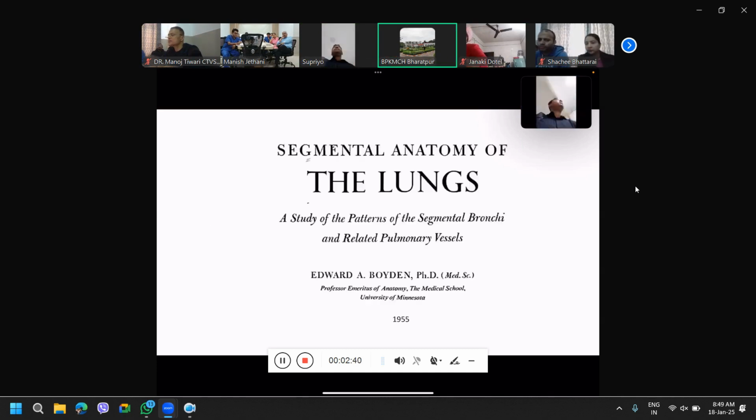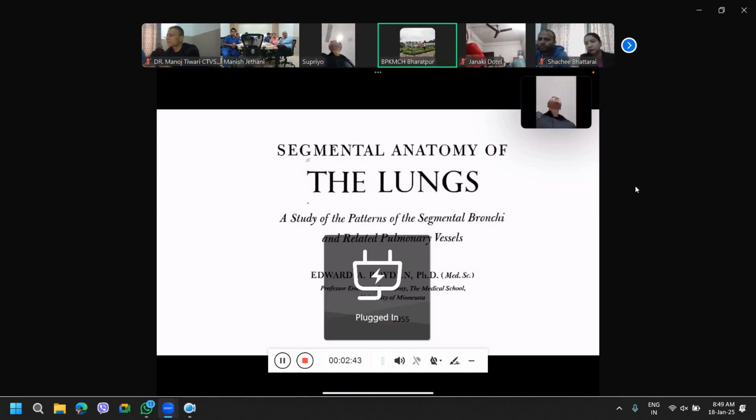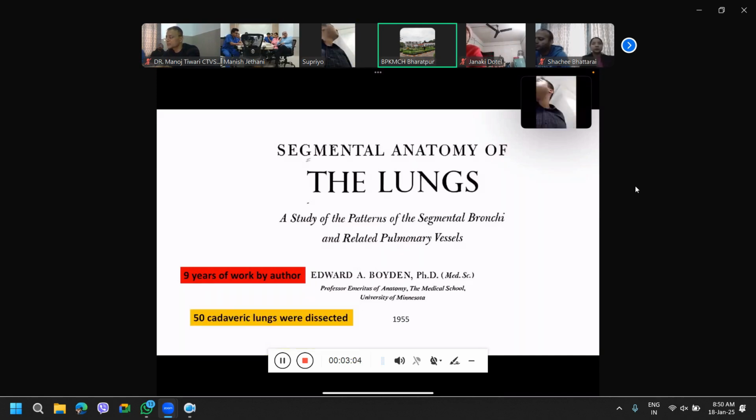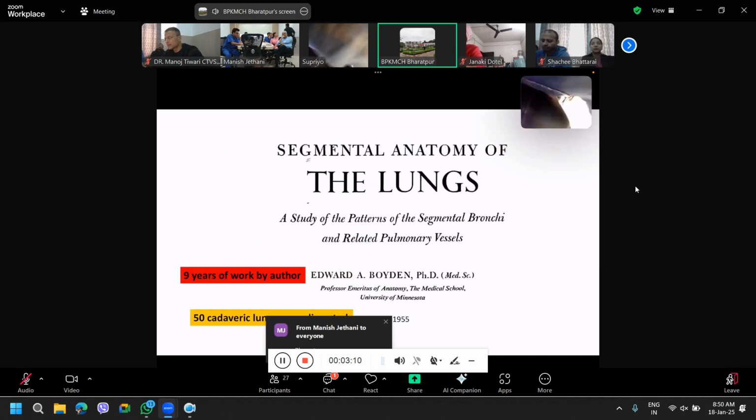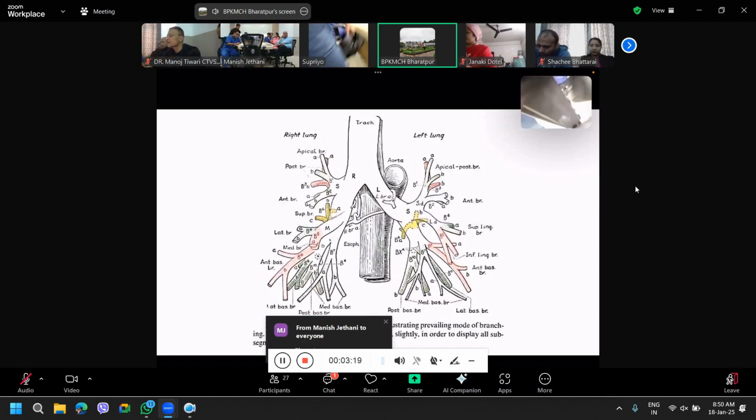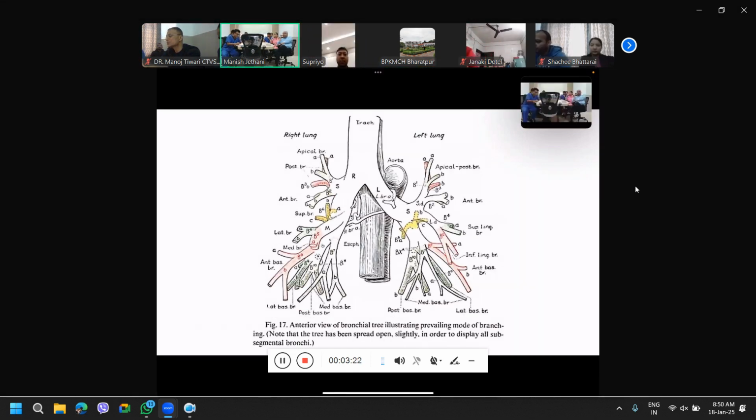So this is the book which was published in 1955. This comes from the anatomist Boyden, and the book is named Segmental Anatomy of the Lungs. Very interesting to note that he did nine years of work. This was done by the original author Boyden, who dissected and gave very demonstrative, very illustrative pictures of all the lung specimens and all the normal anatomy and their variations. This picture is sketched by him in his book, so it's how it looked in those days.